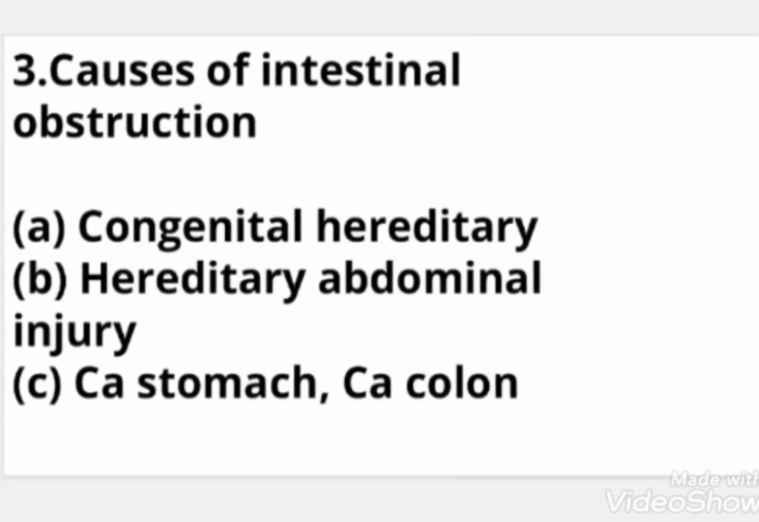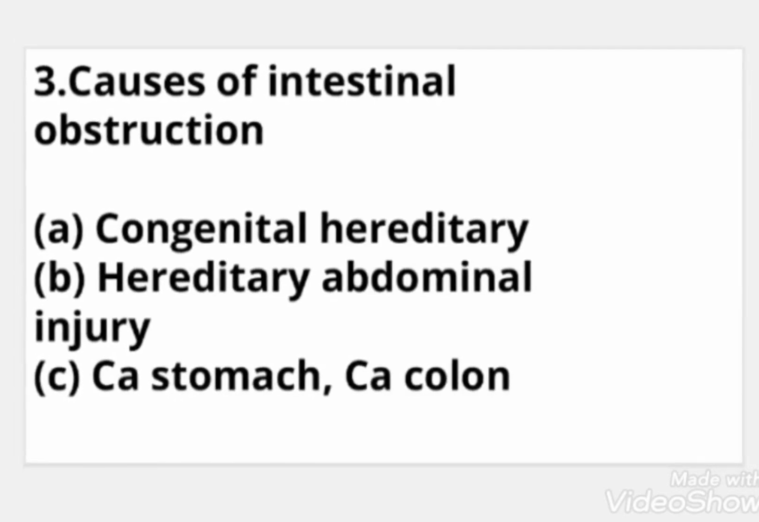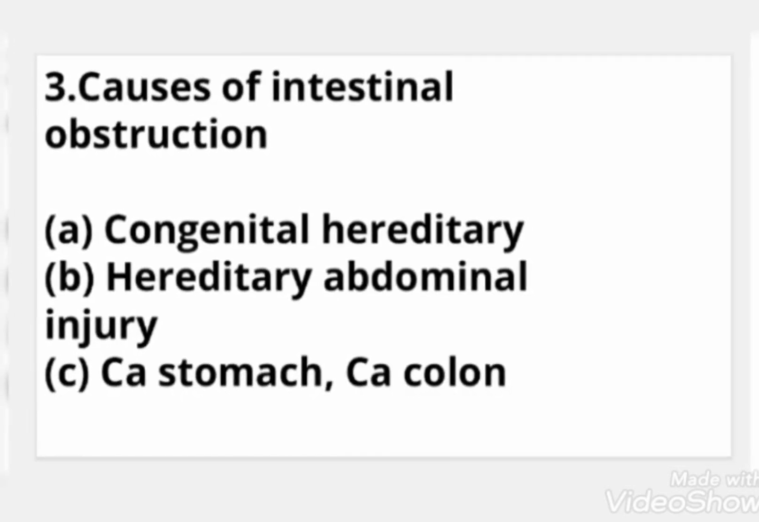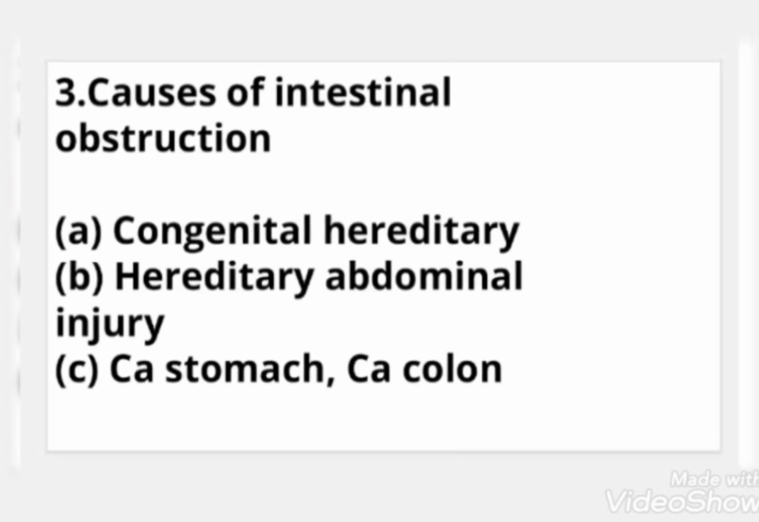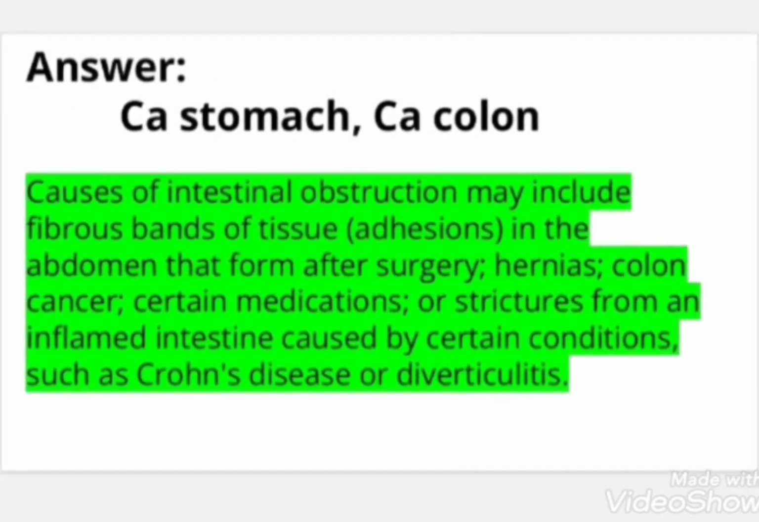3. Causes of intestinal obstruction. A. Congenital hereditary. B. Hereditary abdominal injury. C. Ca stomach, Ca colon. Answer: Ca stomach, Ca colon.